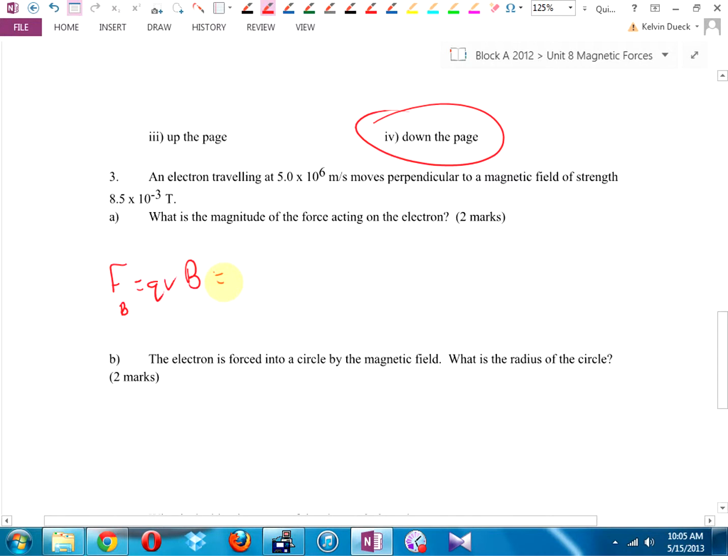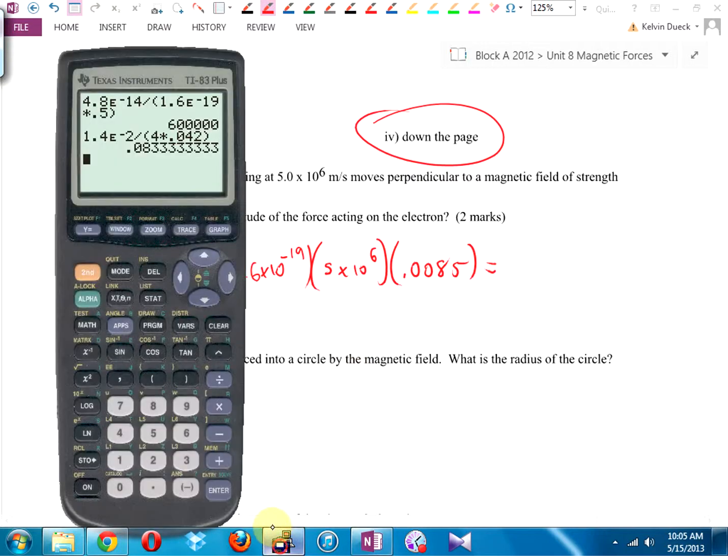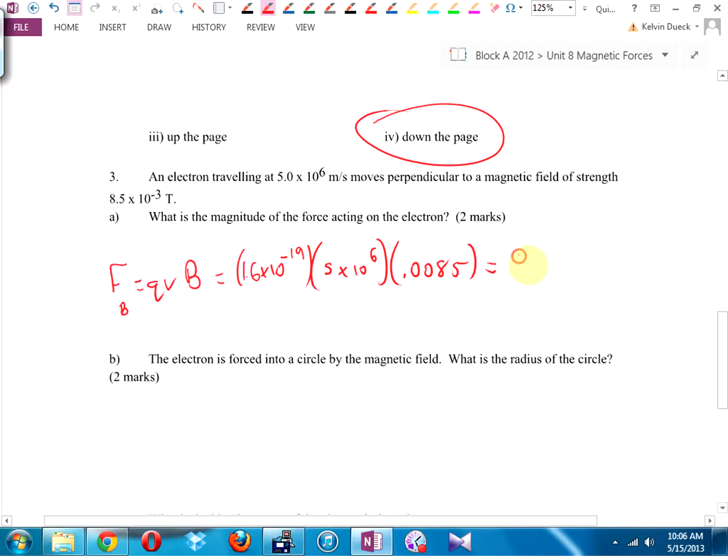I would say, well, I hope they would say it's an electron. 1.6 times 10 to the negative 19. Speed, 5 times 10 to the 6th. B, 0.0085 or 8.5 times 10 to the negative 3, but that was quicker to type on my calculator. Times 5, scientific notation button 6 times 0.0085. Do you get 6.8 times 10 to the negative 15? Going once, going twice. Yep.